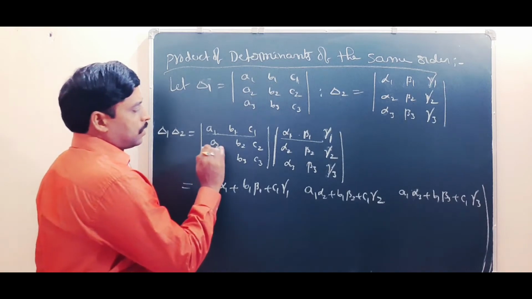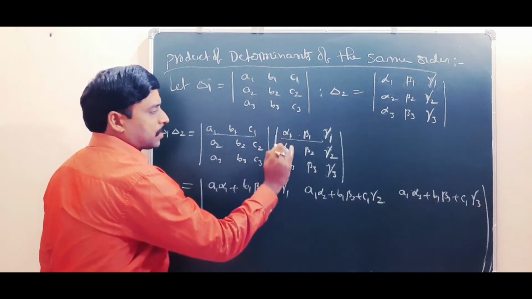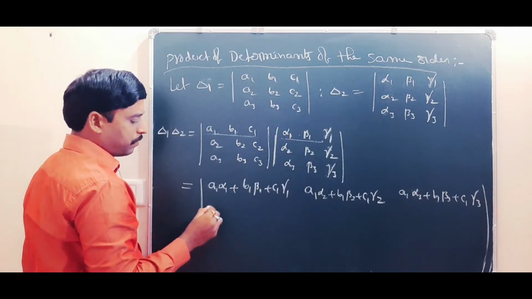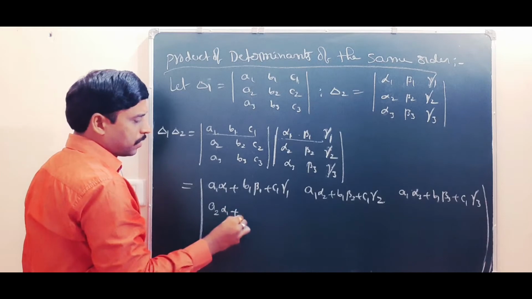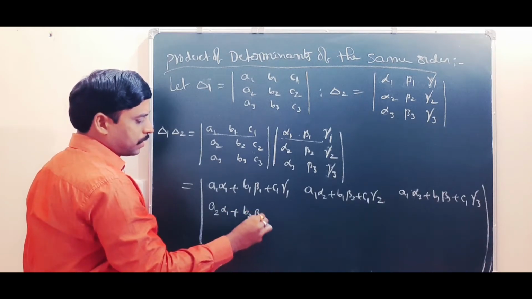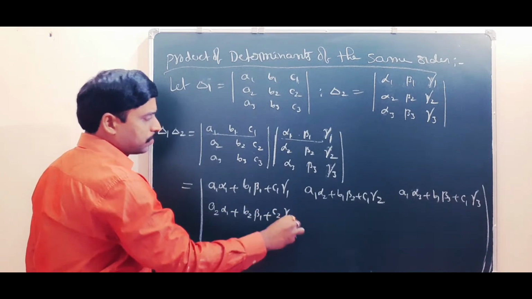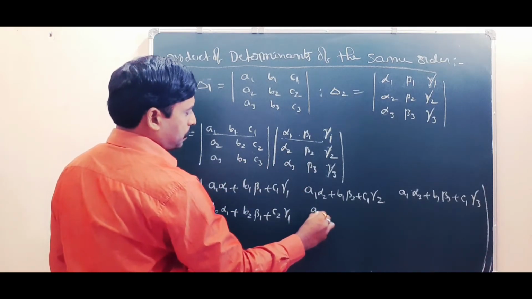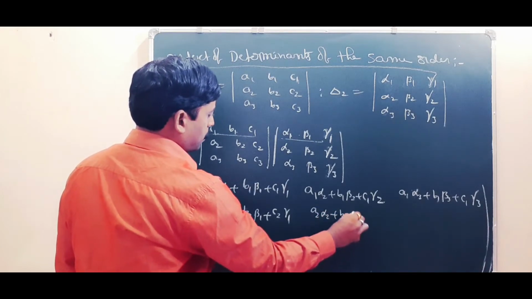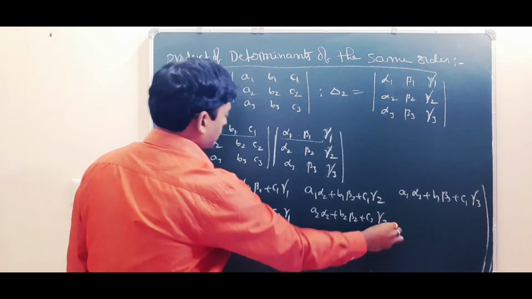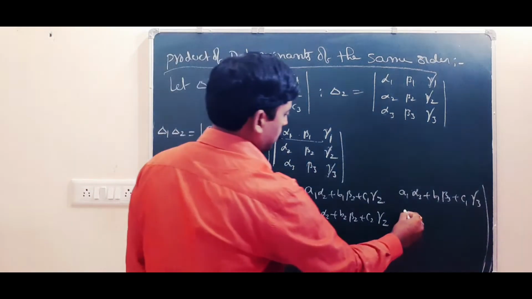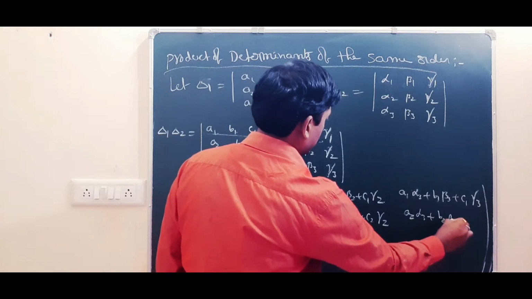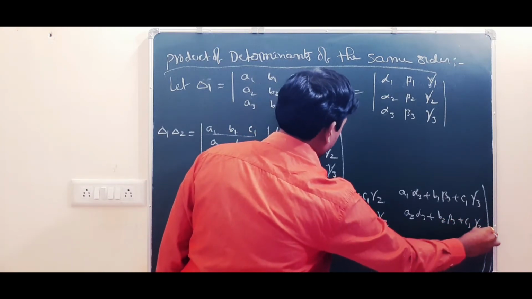Next, second row multiply with first row. It will be A2 alpha 1 plus B2 beta 1 plus C2 gamma 1, and second row multiply with the second row. It will be A2 alpha 2 plus B2 beta 2 plus C2 gamma 2. Second row multiply with third row: A2 alpha 3 plus B2 beta 3 plus C2 gamma 3.